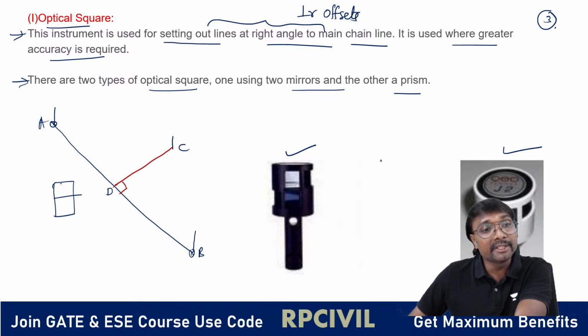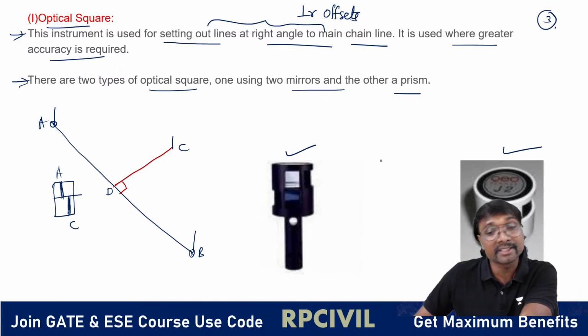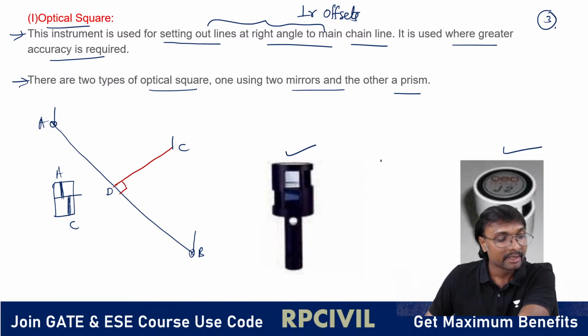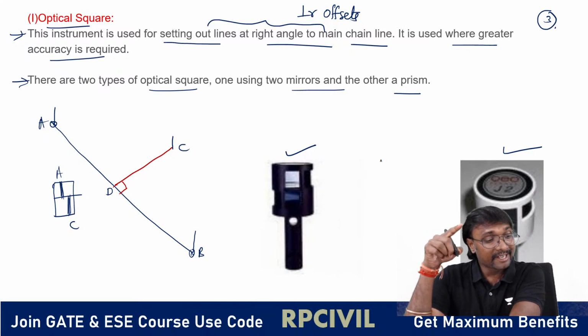One will be the ranging rod at A, and the other will be the ranging rod corresponding to C, if you just observe. When both are coinciding, we have to say that these two are perpendicular to each other, right? Now the difference is clear to everyone.